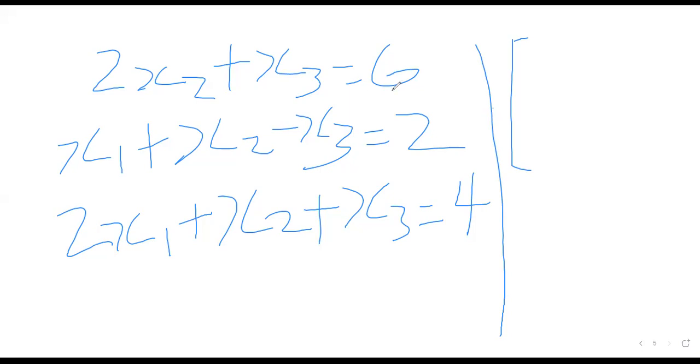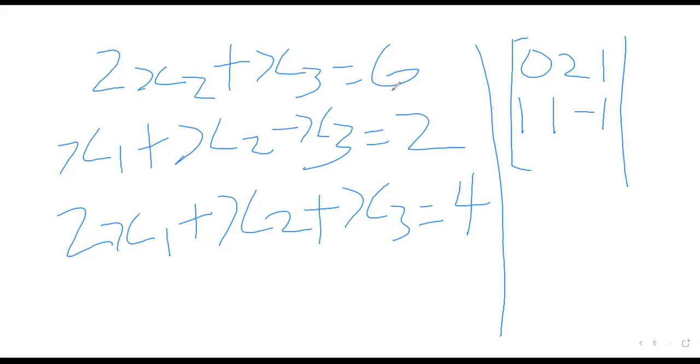So it is what? Also 0. 0, 2, 1. Okay. And then the next row is 1, 1, 1. And then the last is negative 1. Exactly.